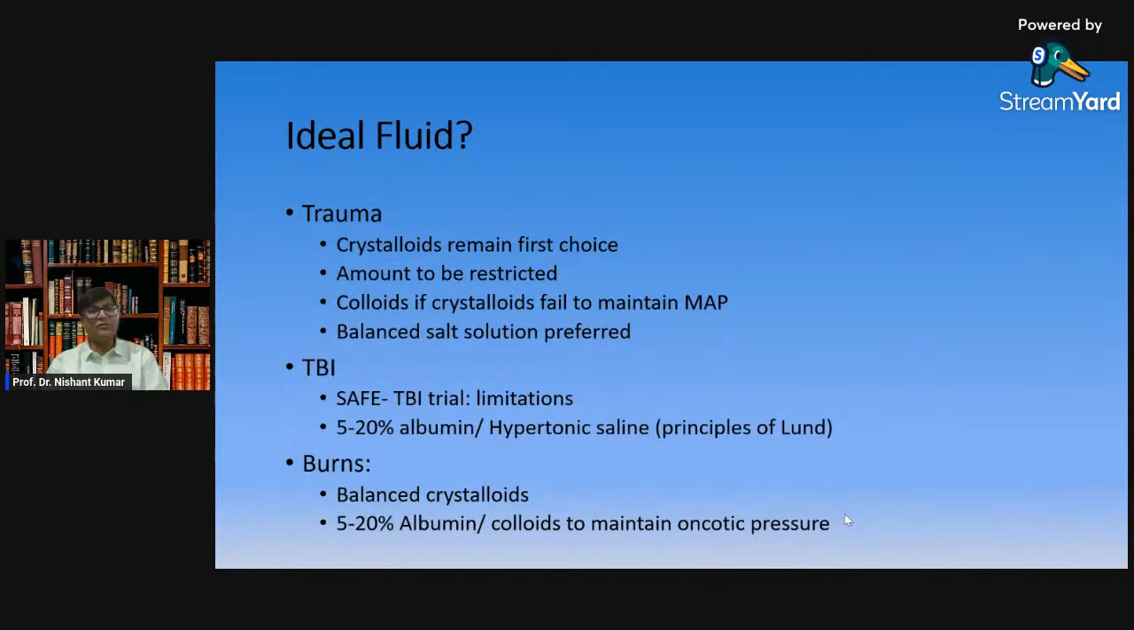For trauma, crystalloids remain the first choice. Amount has to be restricted. Colloids can be used if crystalloids fail to maintain MAP. Again, balanced salt solution is preferred as compared to normal saline.